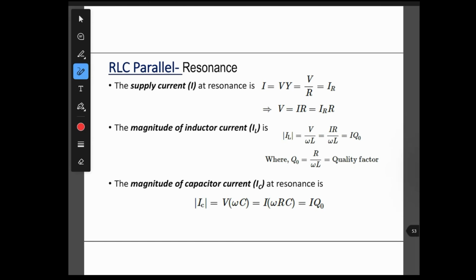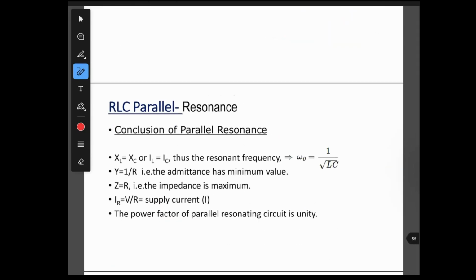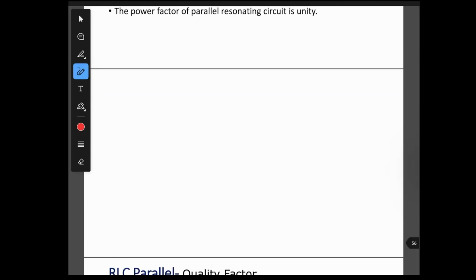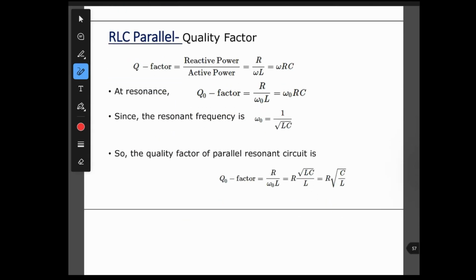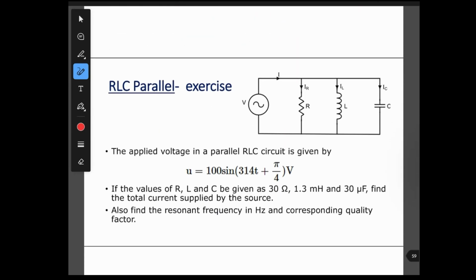So the last one is the quality factor. Quality factor is equal to this formula. For the quality factor, we just take reactive power divided by active power. Reactive power is the power at the XL or power at the XC. So this is the formula for Q factor. All right, I think that's all for the RLC parallel circuit.